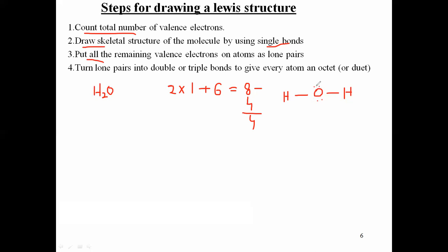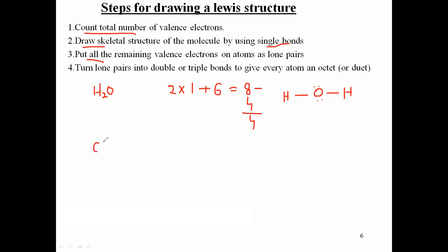Now you can count the electrons on each atom. Here 2 electrons are there, so hydrogen completed its duet. And this hydrogen also completed its duet. And oxygen: 1, 2, 3, 4, 5, 6, 7, 8. 8 electrons, so oxygen completed its octet. So this is the Lewis structure of the water molecule.